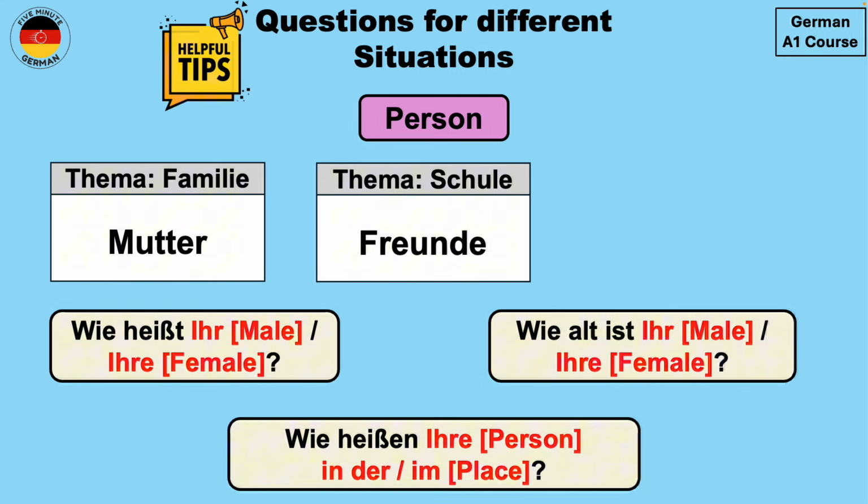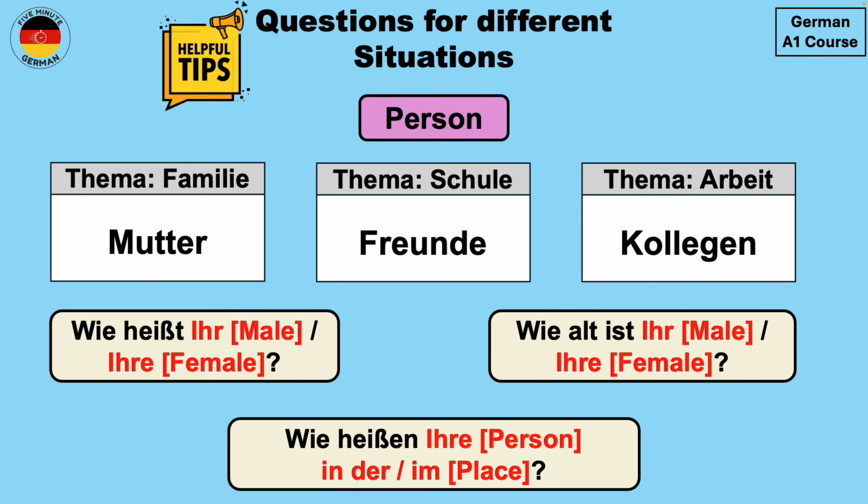What are your friends called in the school? And you can use this for work as well. For example, if you get the word Kollegen, then you can say, wie heißen Ihre Kollegen, which means colleagues, im Büro. So depending on whether the place is masculine or feminine, you will use either in there or im.